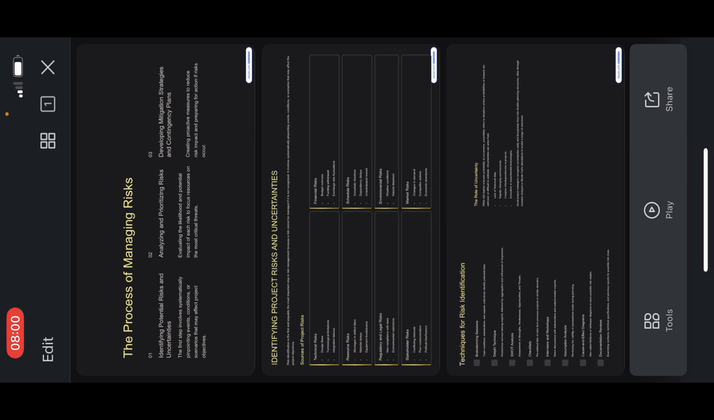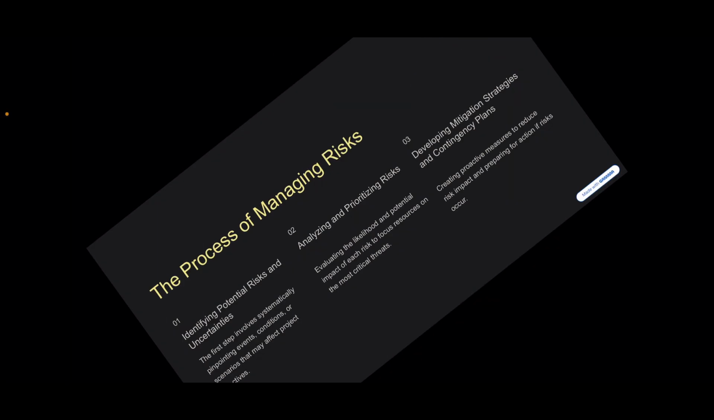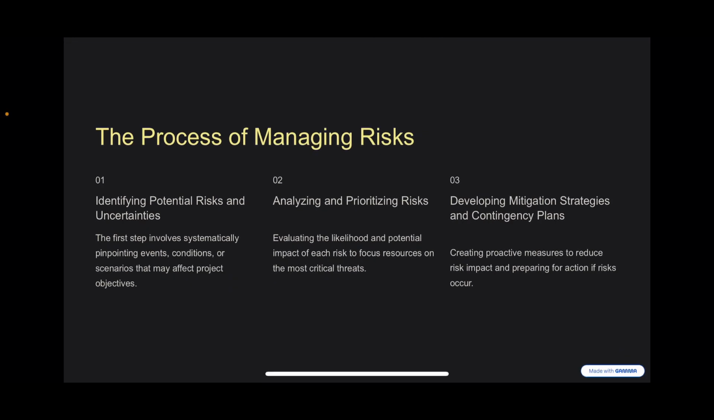So this should be week 6. Welcome to week 6 class. We are already halfway through the session. Yes, we shall be looking at the process of managing risk. We shall talk about identifying project risks and uncertainties, analyzing and prioritizing risks, and developing mitigation strategies and contingency plans in project management. Now let's dive right into it.